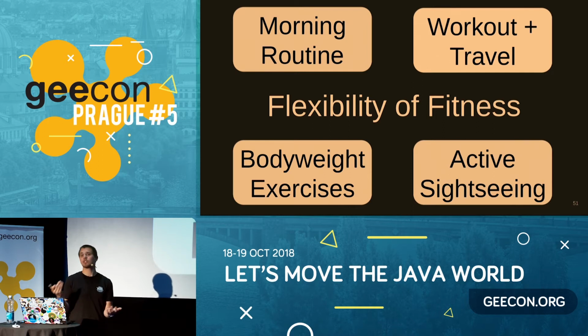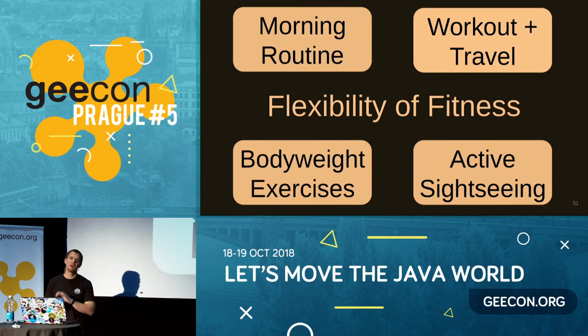And if you actually just travel for fun, active sightseeing is amazing. Walking tours, biking tours are always great. Bus tours make me quite sad because you put even more strain on your back, and sitting too much is always bad for you.